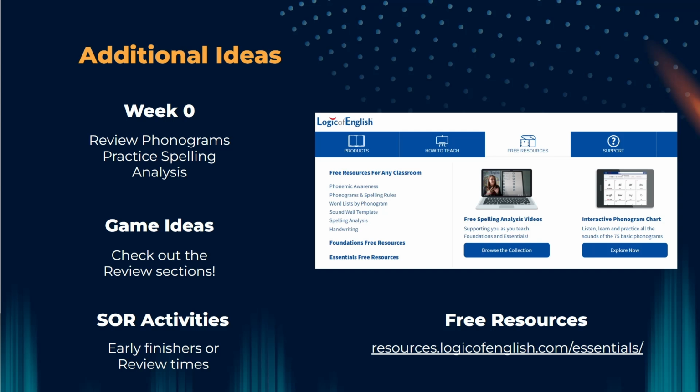So I would recommend that you review the phonograms. For 2nd grade, I guess you'd review A through Z. For 3rd graders, you can look in your scope and sequence and see which phonograms they should have studied already. And for 4th and 5th, we're kind of assuming that they've been through these books before, so you could really review all 75 if you wanted. You could also practice the process of spelling analysis, just do some sample words and remind them how that process works.